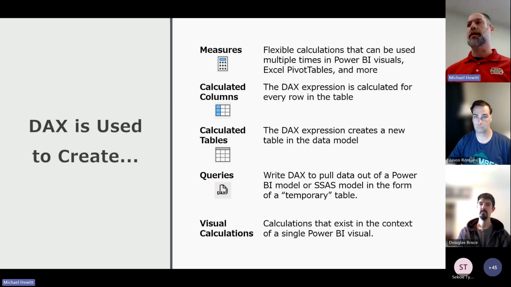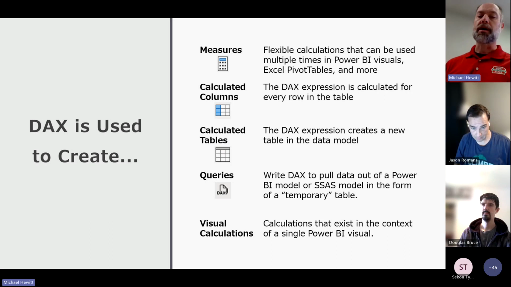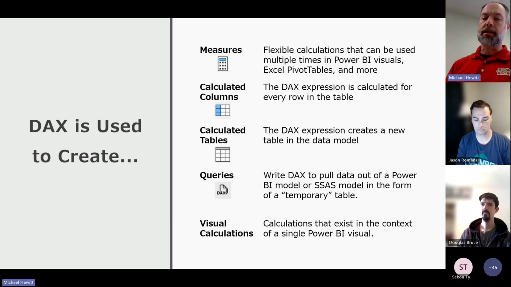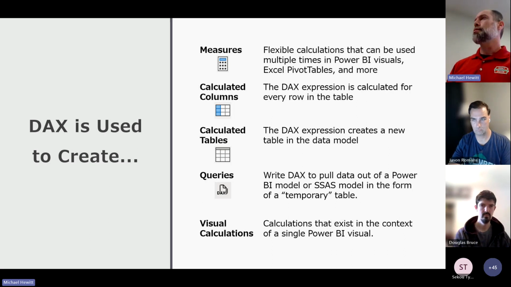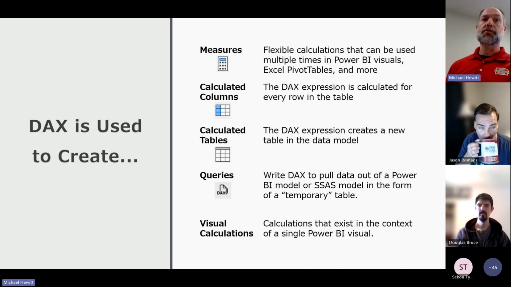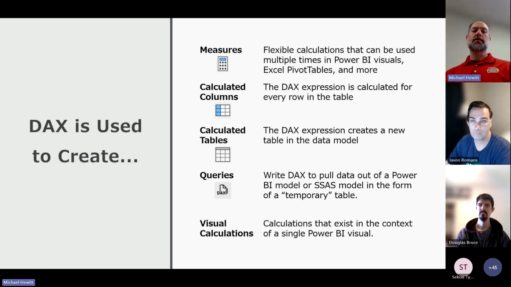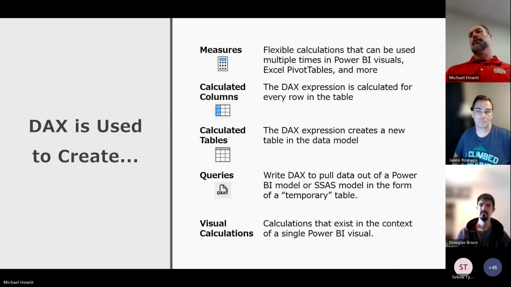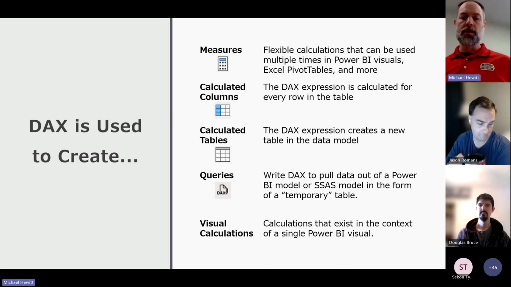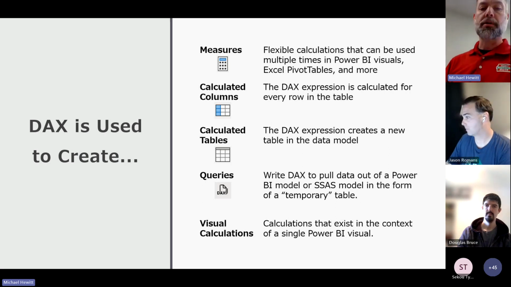You can also work with calculated columns. This is where we can make a table of data wider, and we can do that within DAX. We can write a DAX expression that's going to give us that new column of data, and we're going to calculate whatever value should be there for every row in the table. Not only that, but we can use DAX to actually create entire tables of data. So within our data model, we can write DAX to pull data from other tables and bring it together in a new calculated table.